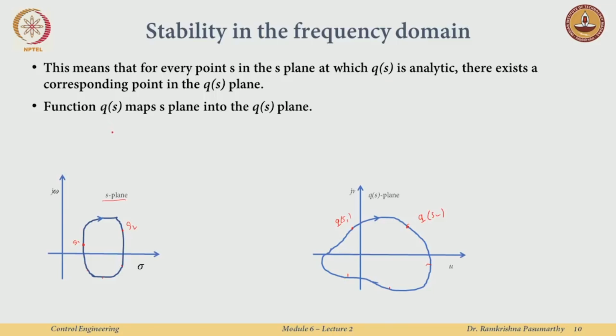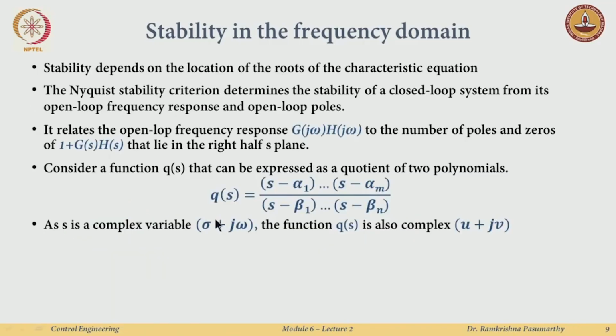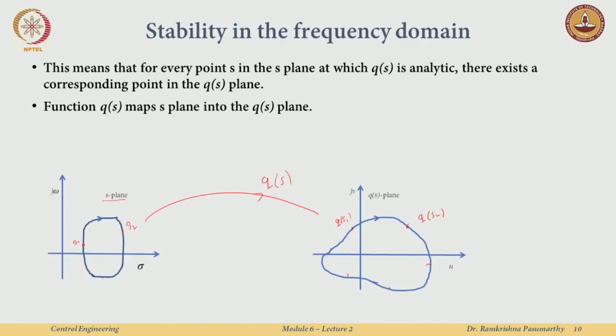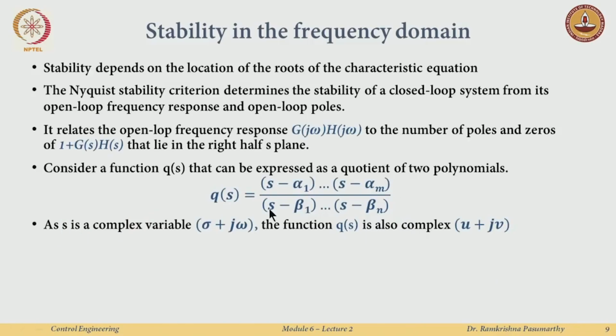So the function Q of S maps the S plane, which I call sigma and j omega, to the Q of S plane, with coordinates I can call u and jv. This is what this particular expression tells us. This is nothing surprising and nothing new. We avoid points like S equal to beta 1, because at that time Q of S may not exist. So we avoid all those points, which we call singular points.